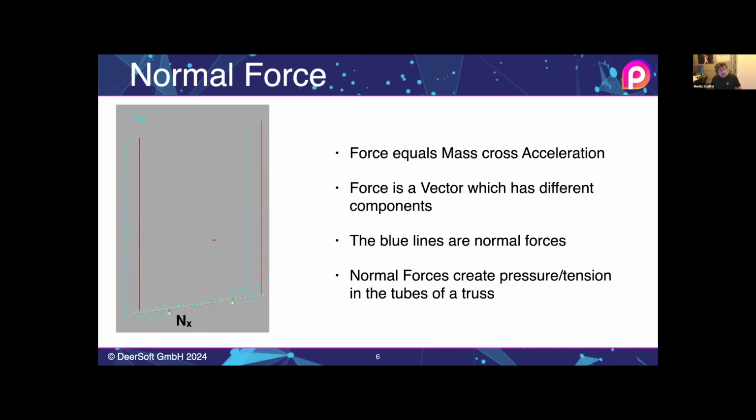In Production Assist, they're always colored in light blue and are always in relation to the cross section. Most of the time, if you're calculating hanging systems, you will see them on hoists. If you have a normal truss and a normal force inside the calculation, typically they create pressure or tension in the tubes of the truss, but don't go into the bracings.